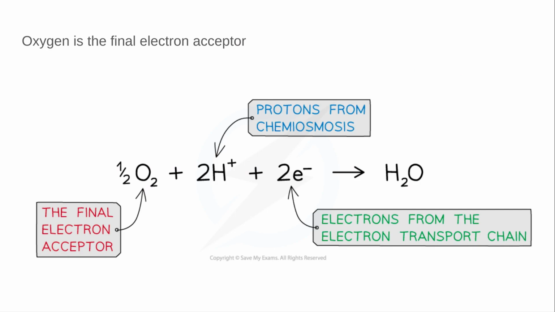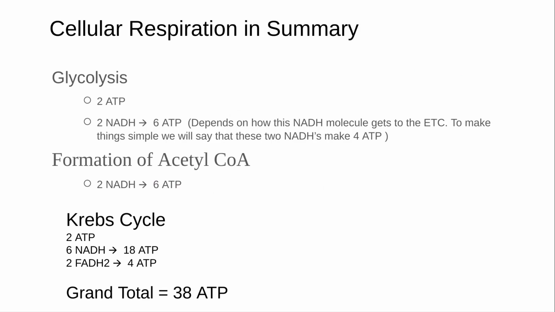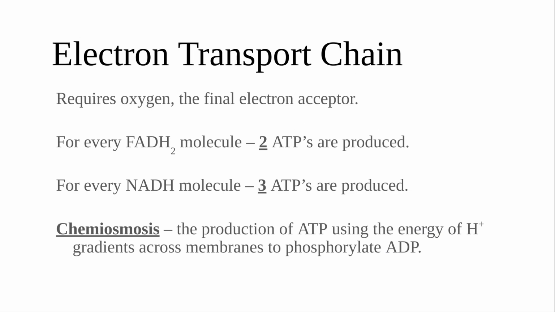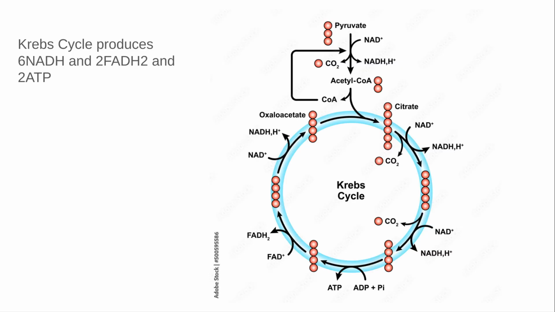So we came into this reaction from the Krebs cycle with a total of 6 NADH molecules and 2 FADH2 molecules. Okay, 6 NADH and 2 FADH2 molecules.